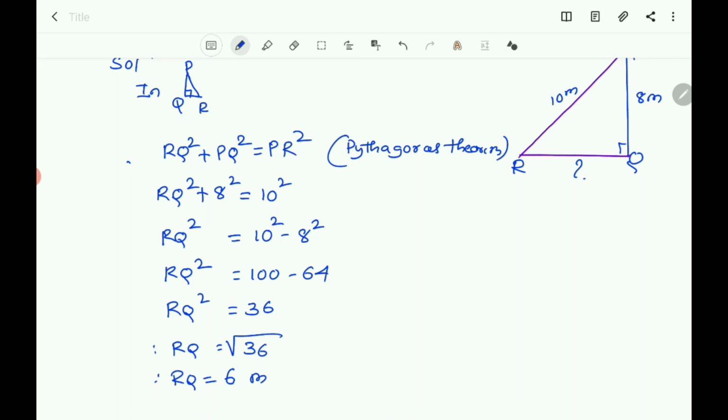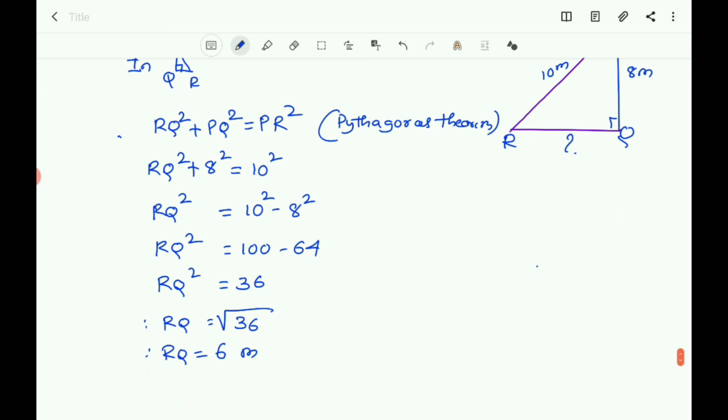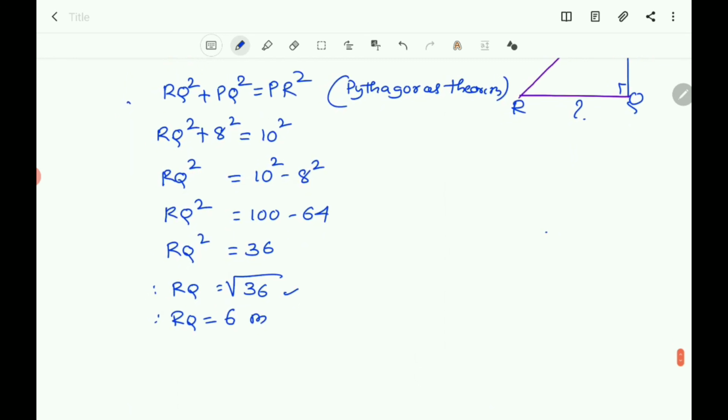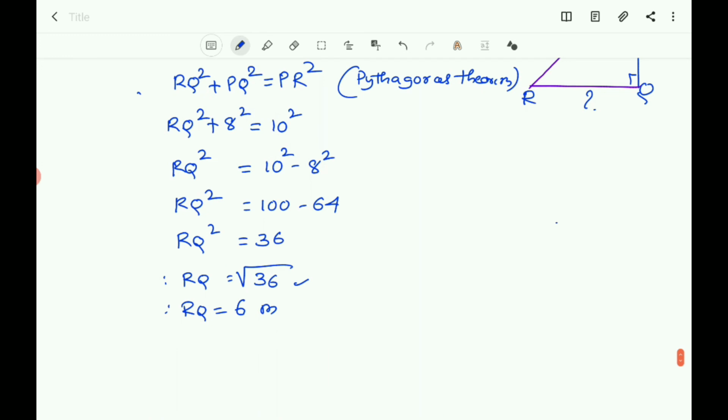Here, if you want to use a square minus b square, it becomes 10 plus 8 into 10 minus 8. 10 plus 8 is 18, into 2, you will get 36 again if you use the identity a plus b into a minus b. Now, if you know the squares of 10 and 8 easily, you will get 100 minus 64, that is equal to 36, and RQ is equal to root 36, so RQ is equal to 6 meter. That is the distance of the foot of the ladder from the base.